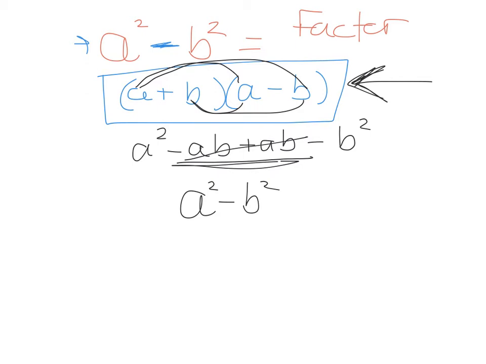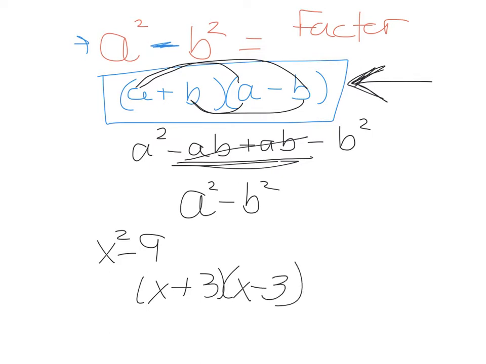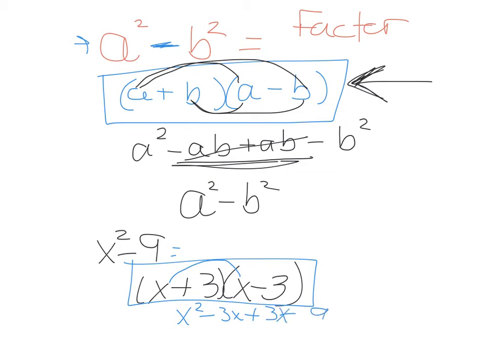So if I gave you x squared minus 9, this factors into x plus 3 times x minus 3. So once again, try to FOIL it to see why that works. This is my answer, but I'm going to FOIL to see why. X squared minus 3x plus 3x minus 9. Middle two terms cancel out. I have x squared minus 9.